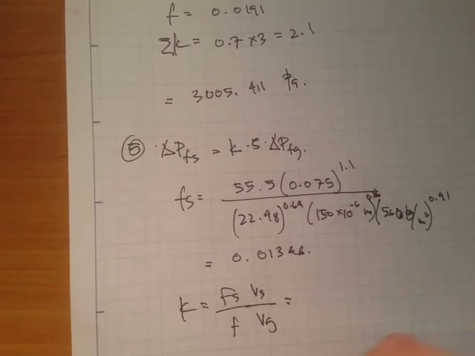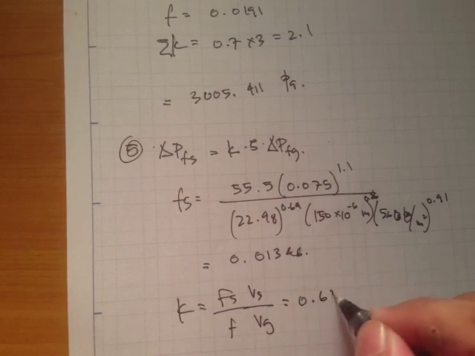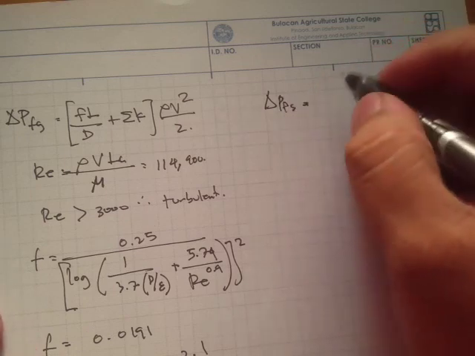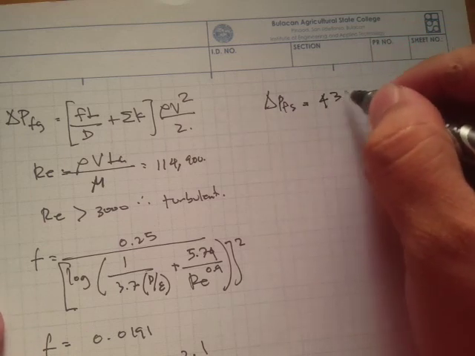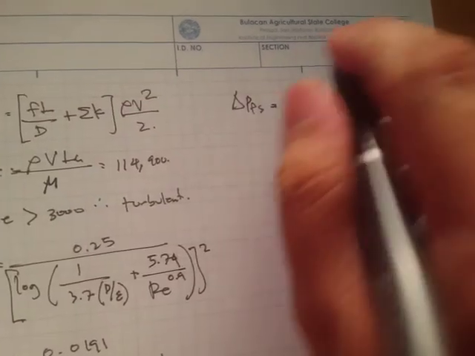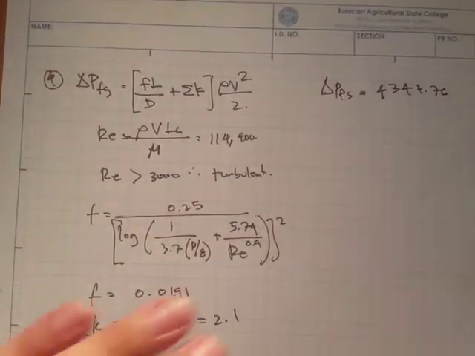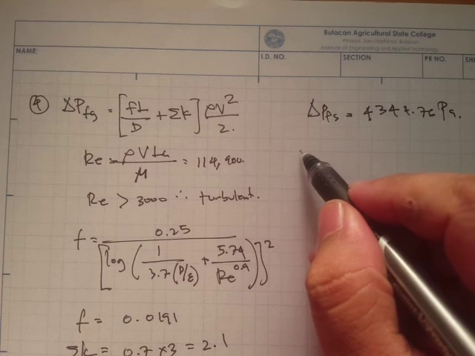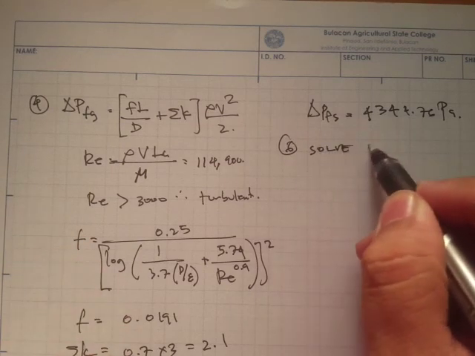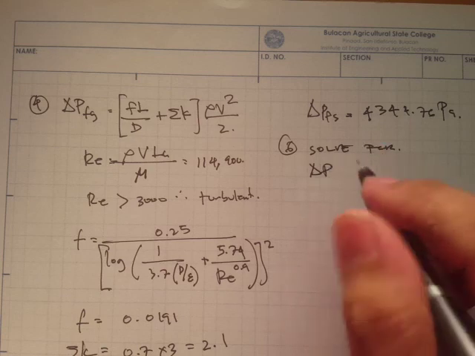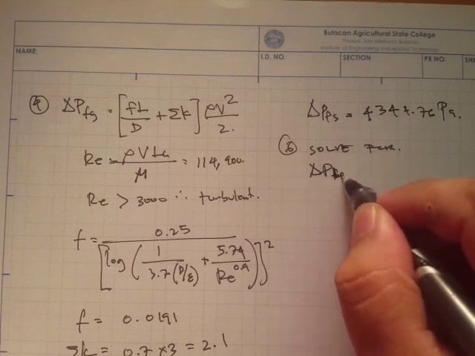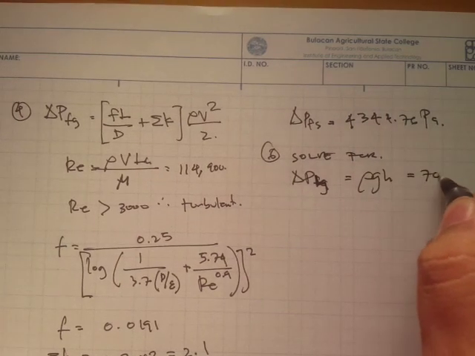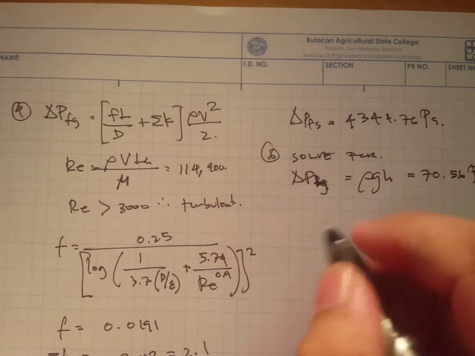Then you can solve for this K, which is equal to 0.634. Okay, and therefore the delta P_fs is equal to 4,344.76 pascals. Okay, the next step is to solve for delta P_FL, that's LG. That's going to be rho g h, which is just equal to 70.56 pascals.